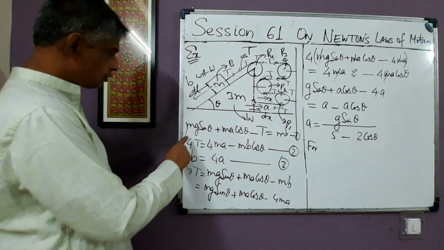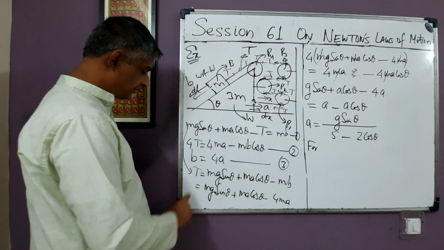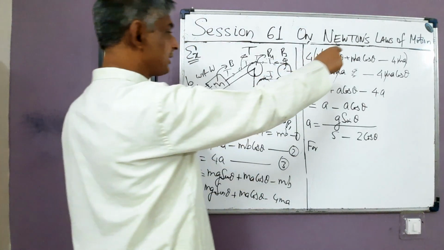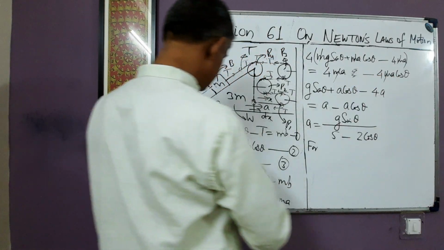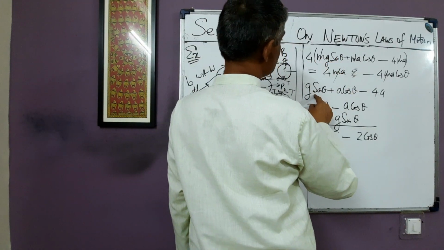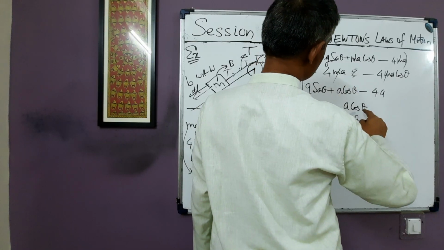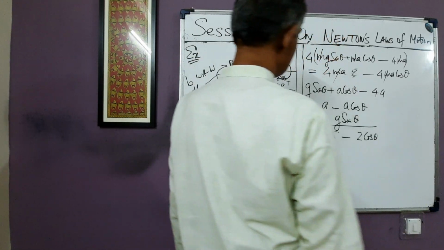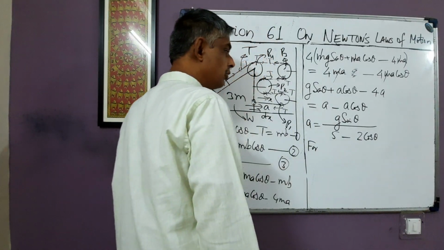Okay. So T is equal to mg sin theta plus ma cos theta minus 4ma. Fine. So this T I put in this equation: mg sin theta plus ma cos theta minus 4ma equal to 4ma minus mb cos theta, and b is 4ma cos theta. Very good. Now m goes away, 4 also goes away. So g sin theta plus a cos theta minus 4a is equal to a minus a cos theta. Very good. So a becomes how much? a becomes g sin theta upon 5 minus 2 cos theta. This is the value of a.